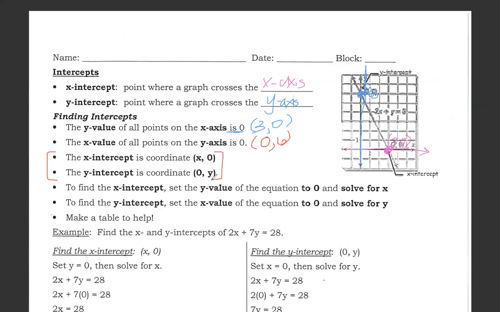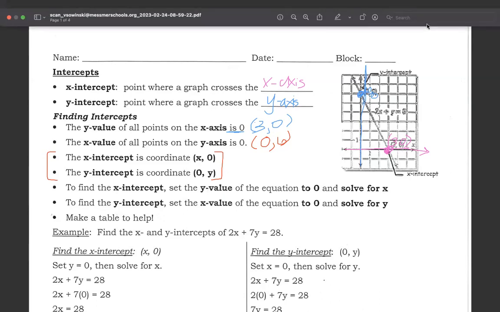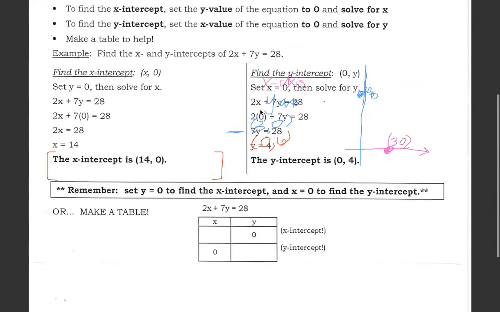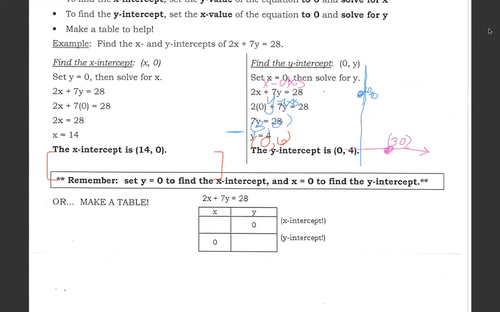Okay, so how do we find them? If we are given an equation, so we weren't given the graph like this, we're given an equation, how do we find them? Let me scroll down here and come to the examples. Well, we're going to do a substitution. If you can see here, we're going to make a t-chart, and we're going to plug in one where y is 0 and one where x is 0. There's an example up here for you to look at, but I'm going to skip down here and actually show you in real time what is happening right here.